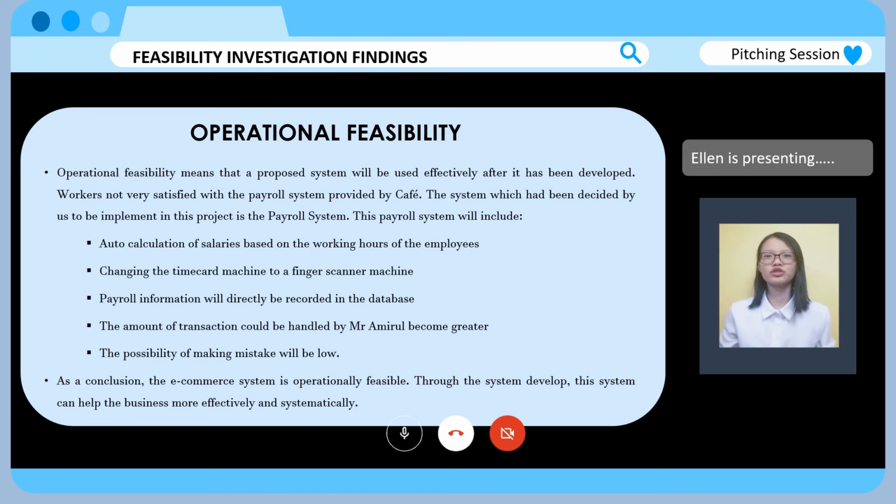Thank you, Chang. Now I will continue the presentation with operational feasibility. Operational feasibility means that a proposed system will be used effectively after it has been developed. Based on our findings, workers are not very satisfied with the payroll system provided by Cerebrum, as they sometimes receive late or wrong amounts.